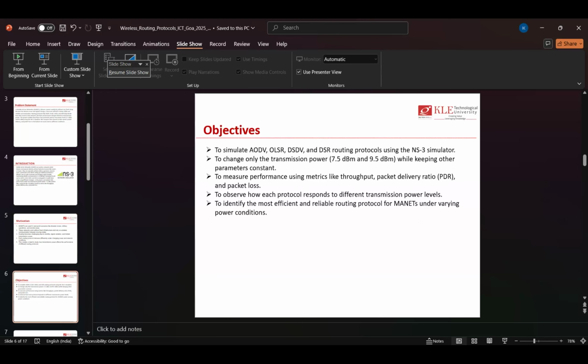The objectives for our project are to simulate all four protocols using NS3, and to test the performance at 7.5 dBm, which is the lower power level, and 9.5 dBm, the upper power level, that we have considered here, while the other parameters are kept constant. To measure the throughput, packet delivery ratio, and packet loss are the key metrics that we have used here. And finally, to find which protocol performs best under which power conditions.